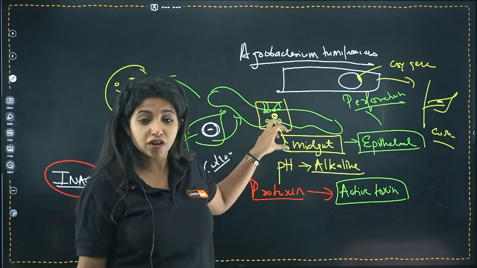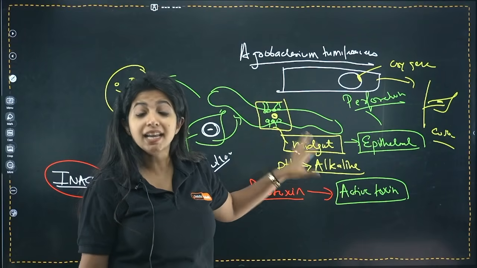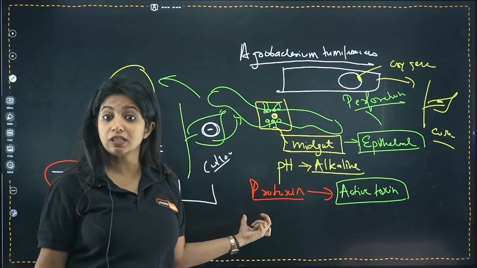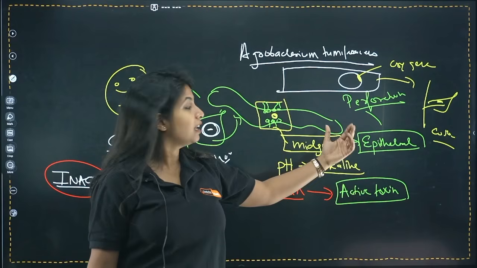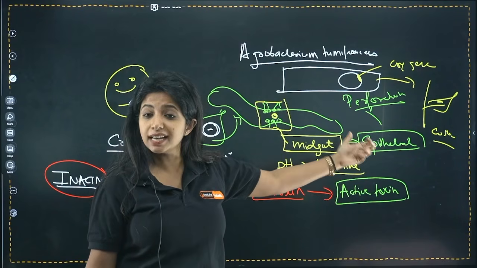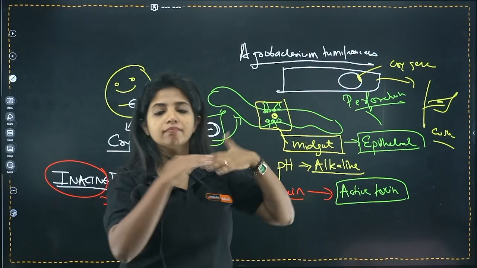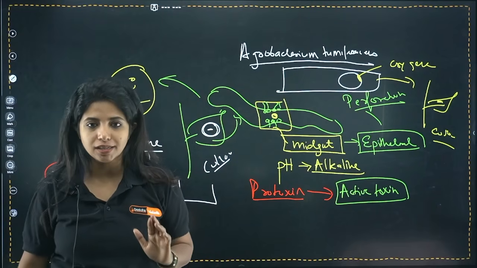It reaches the midgut region. There the pH is alkaline. In this alkaline pH, the protoxin, the inactive version of the toxin, converts into active toxin and leads to damage of the epithelial cells, and later leads to perforation and finally the death of the organism.